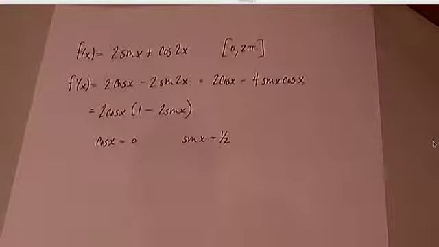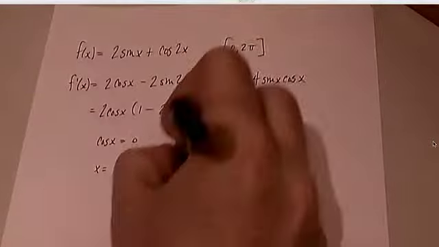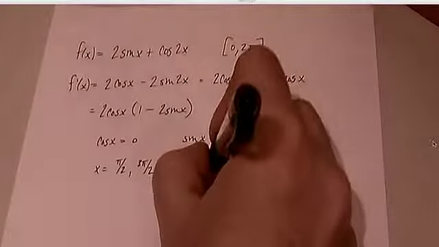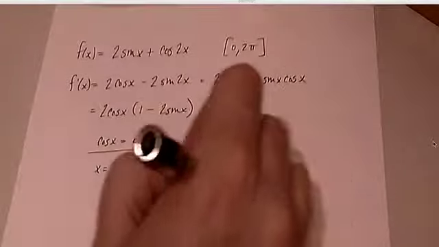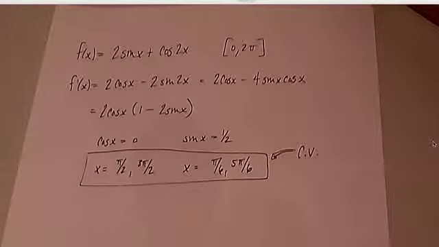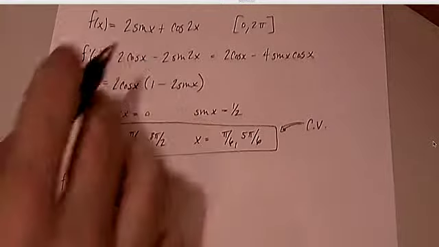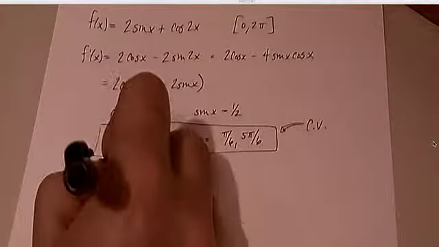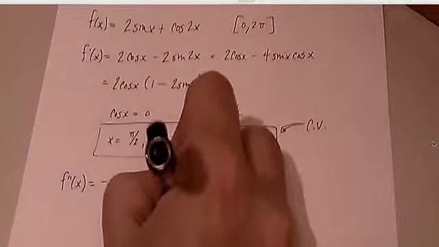Now, cosine of x is equal to 0 where? Well, it happens at pi over 2 and 3 pi over 2. And sine x is equal to 1/2 at pi over 6 and 5 pi over 6. Now, I need to take those critical values. These are the critical values for the function. That's where the first derivative is equal to 0. And I need to analyze them according to the second derivative. Well, let's go ahead and take this second derivative. And we're going to take it here from term-by-term form. And it winds up being negative 2 sine x minus 4 cosine 2x.